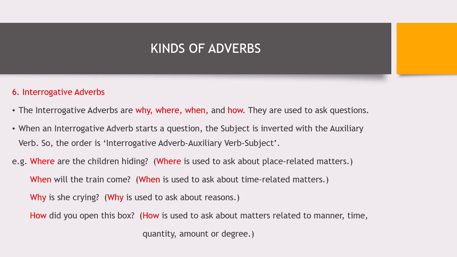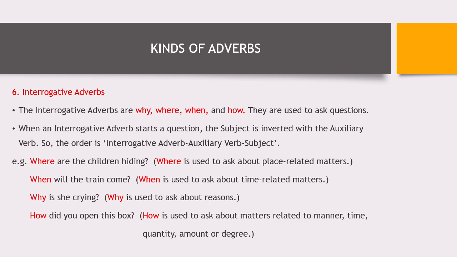Kinds of adverbs. 6. Interrogative adverbs. The interrogative adverbs are why, where, when, and how. They are used to ask questions. When an interrogative adverb starts a question, the subject is inverted with the auxiliary verb. So, the order is interrogative adverb, auxiliary verb, subject. For example, where are the children hiding? Where is used to ask about place-related matters.